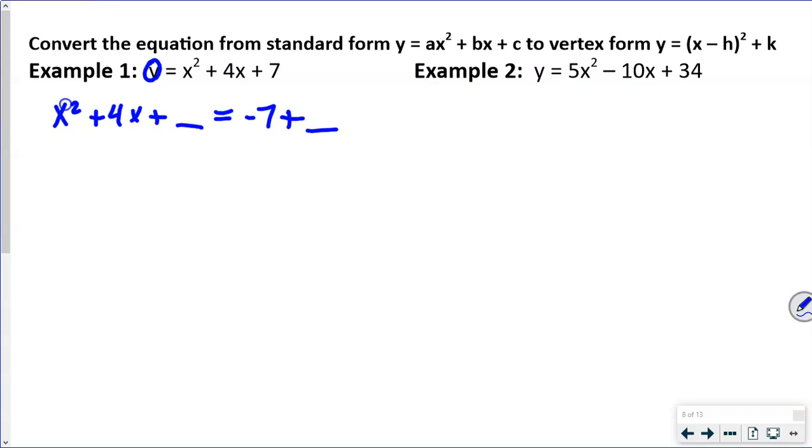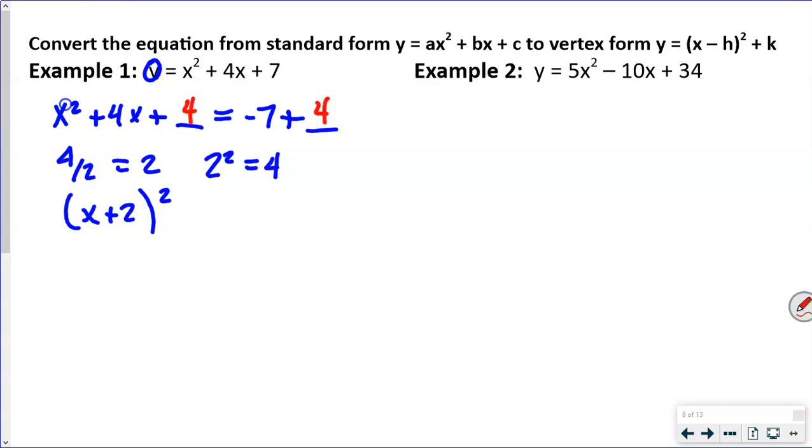Okay, so what do we do? Take our 4 divided by 2, that gives us 2, so this is going to be x plus 2 squared, right? Then we square that 2, that's going to give us our 4, that's what we're putting back up here in these two blanks, right? So that's going to give us negative 7 plus 4, so that's a negative 3.